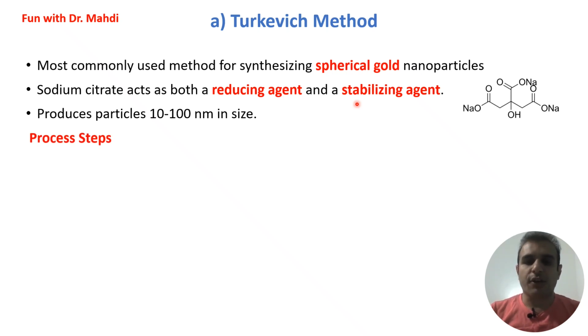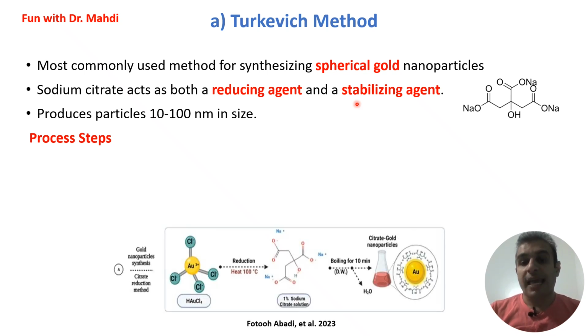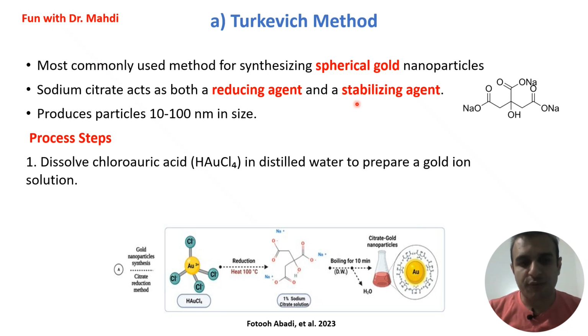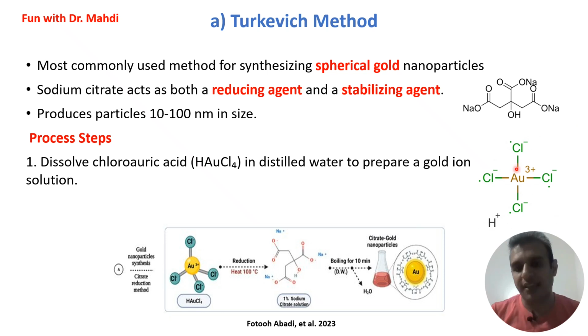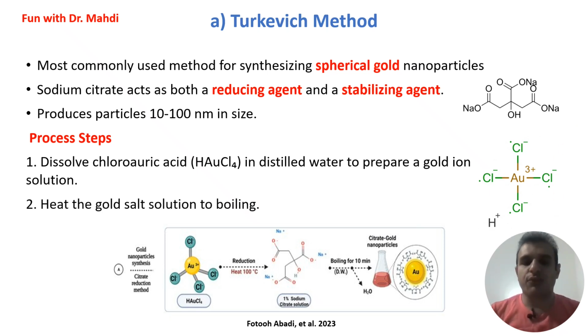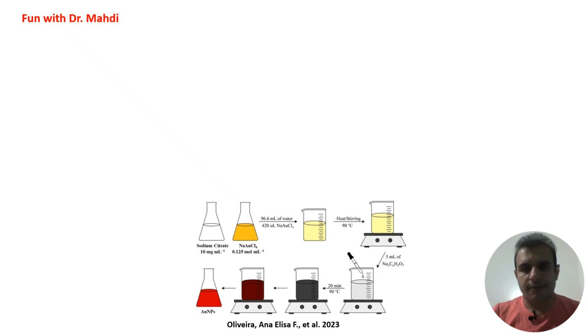Now in the following, I would like to explain to you step by step how to synthesize nanogold using the Turkevich method. First, you need to dissolve chloroauric acid in distilled water. Here you can see the structure of chloroauric acid. And after that, you need to heat the gold salt solution to boiling point. I mean, you need to increase the temperature to 100 degrees. At this temperature, the solution starts boiling.